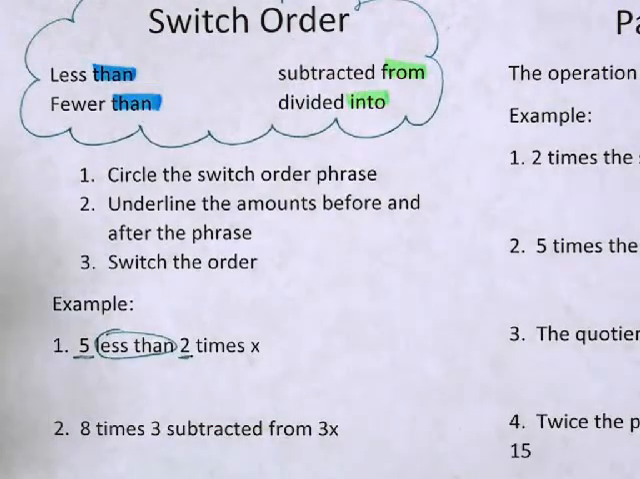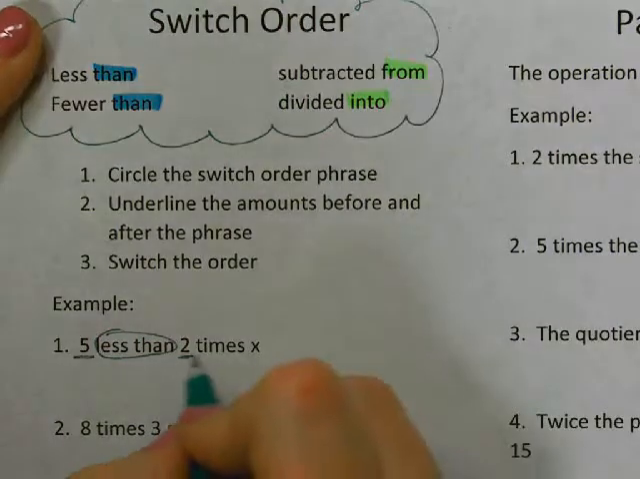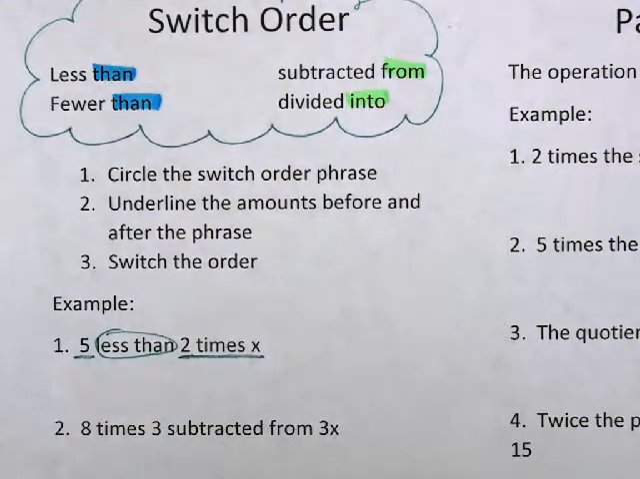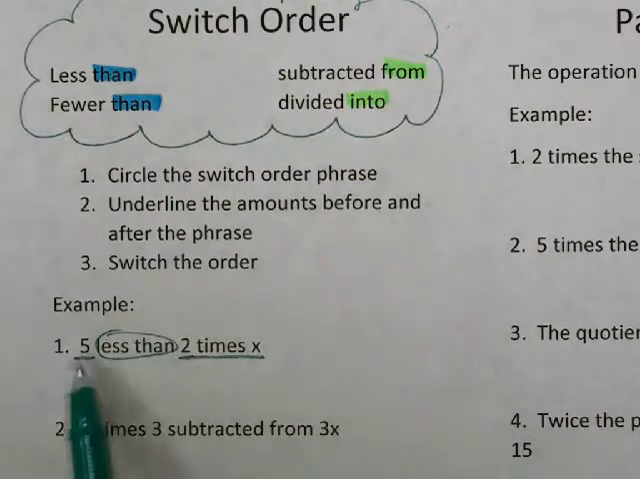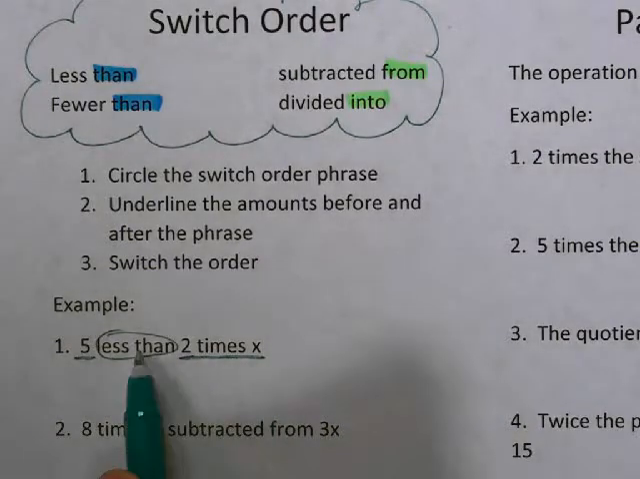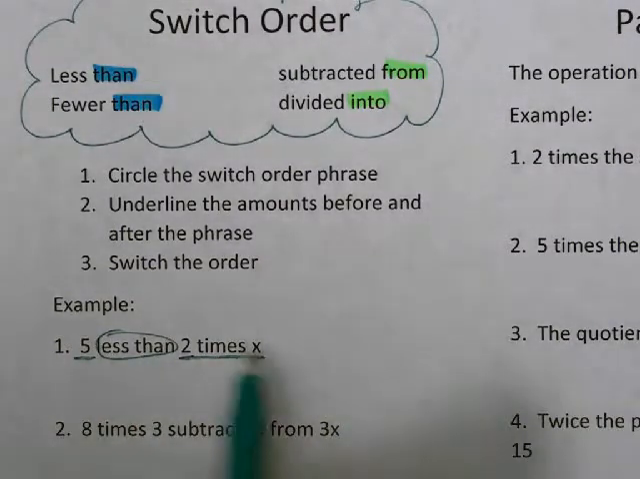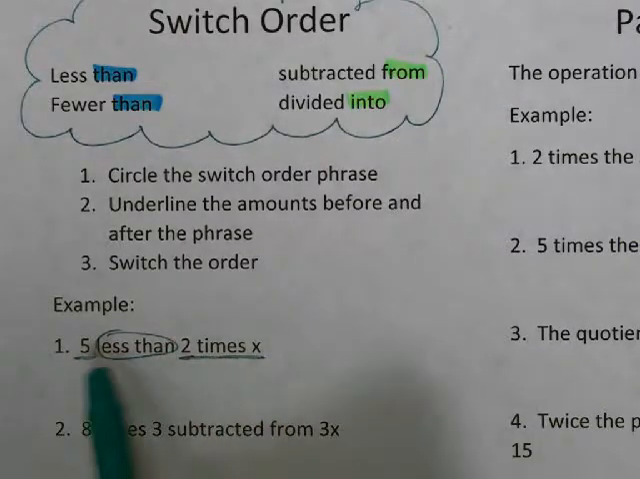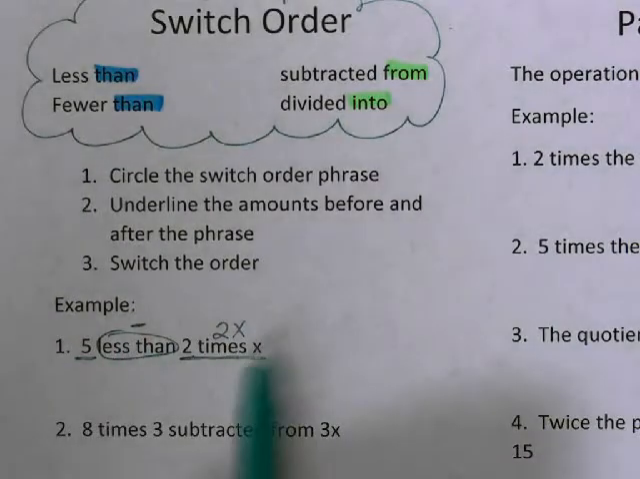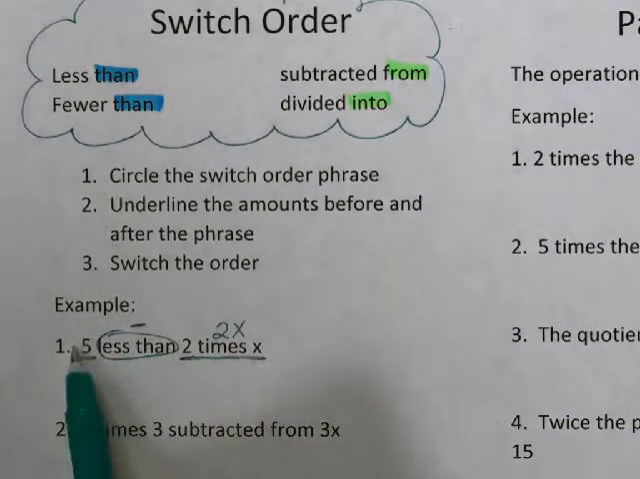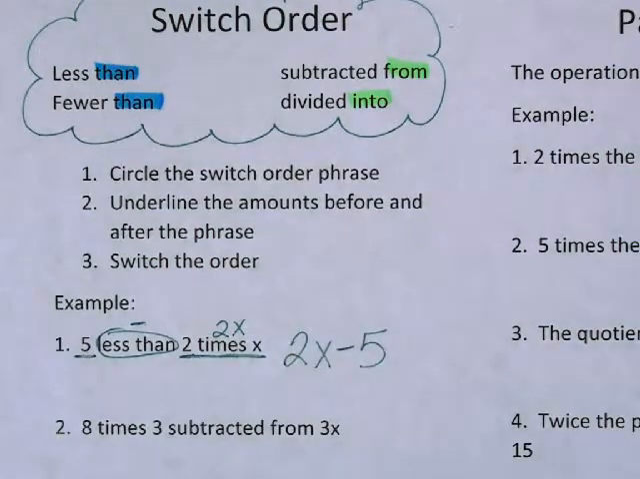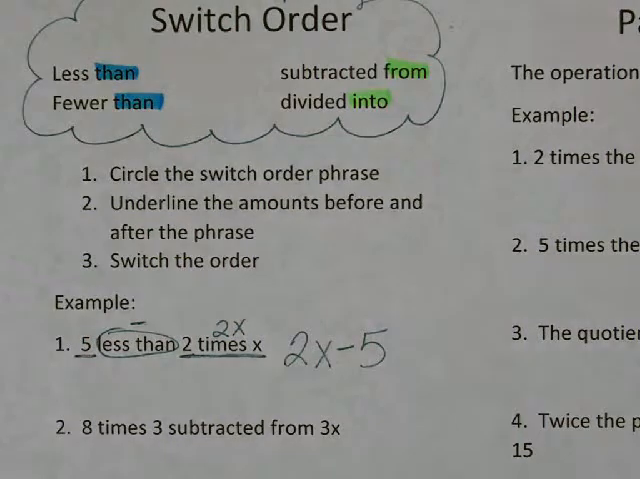Now the 2 is not the only thing I have. I also have that 2 being times x. So that's the whole thing I underline there. And then you're going to switch the order. So instead of going 5 minus 2 times x, we're going to go 2 times x minus 5. We're going to switch the order that we go through the sentence. So this means 2x, and this means subtraction. So this means 2x minus 5. I'm going to read it backwards. So this one is 2x minus 5. Okay? So it's actually pretty easy, right?